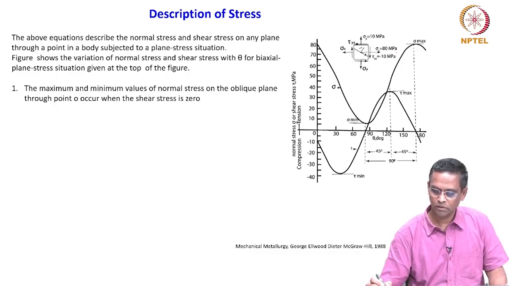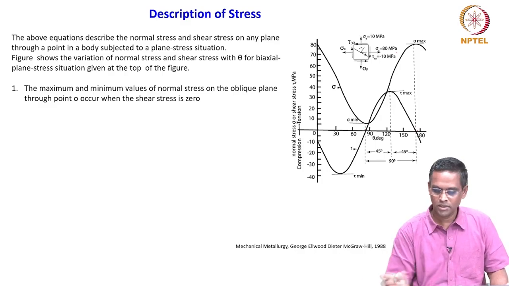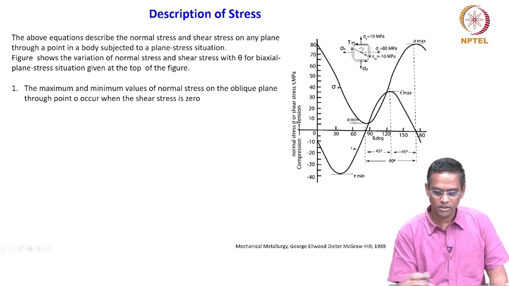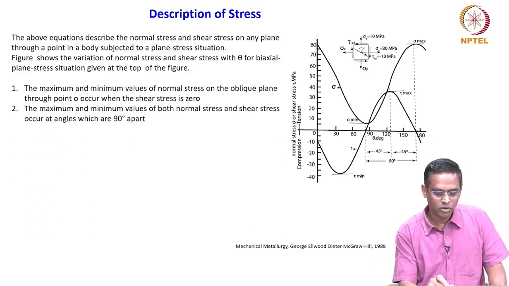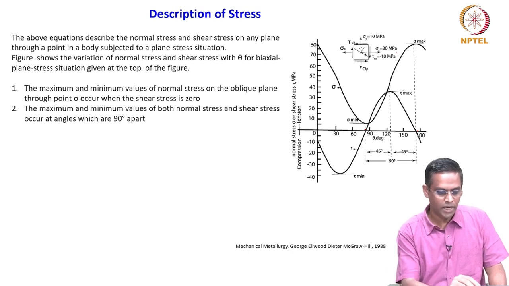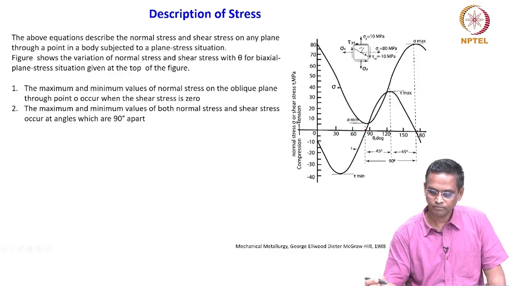Okay. So, this is 0 and this is 0. That is what it says. Maximum and minimum normal stresses on an oblique plane through point O occur when shear stress is 0. So, shear stress is 0 here and here. Okay. So, the maximum and minimum values of both normal stress and shear stress occur at angles which are 90 degrees apart.